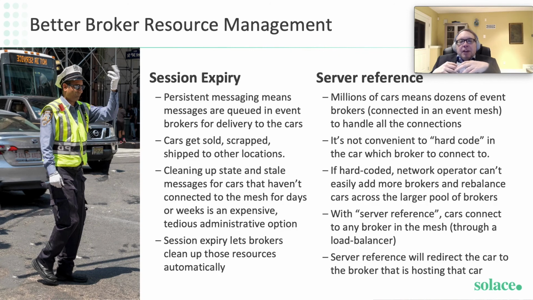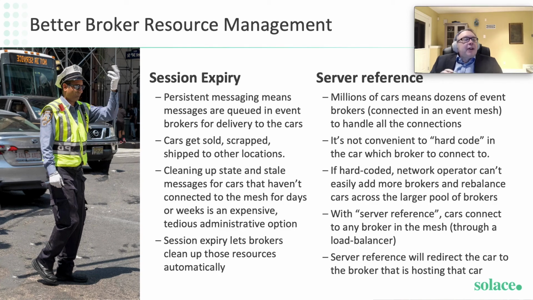The other thing that MQTT 5 adds is the ability to scale out your event broker infrastructure. If you've got millions of cars, it's going to mean at least dozens of event brokers connected together in an event mesh to handle all those connections. And you really don't want to then be going and saying, oh, this car will connect to broker number 1 and this car will connect to broker number 2. Hard coding it, it's not a good idea.